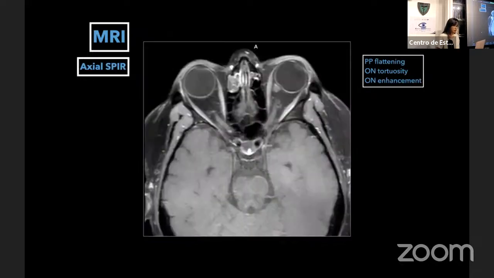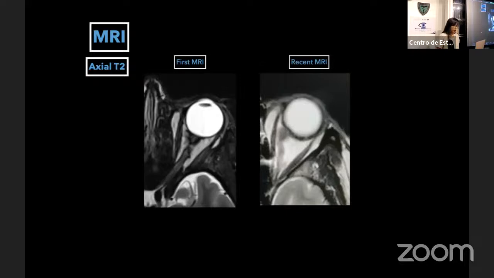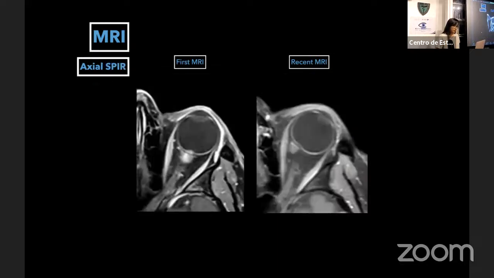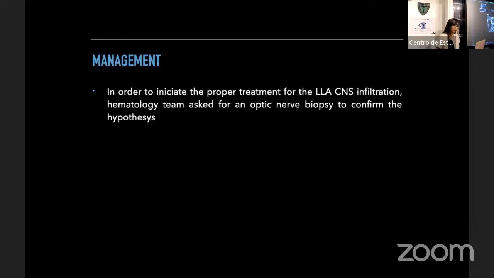Here in the spur image, we can compare the XLT2 from the first MRI and the recent one. You can see that it was more tortuous. And here the spur image. So in order to initiate the proper treatment for the ALL CNS infiltration, the hematology team asked for an optic nerve biopsy to confirm the hypothesis.